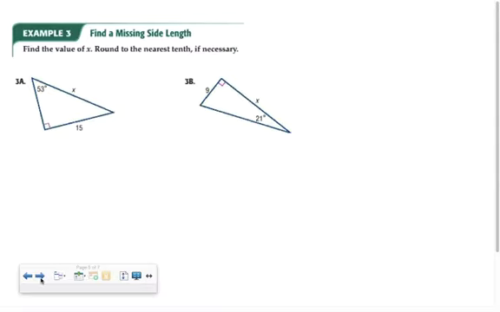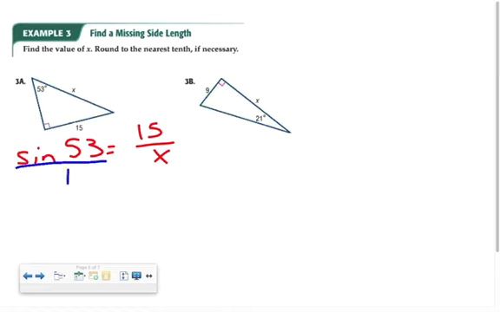And in example 3, we're using the definition of the trig ratios in order to solve for x. So in part A of this example, I look at the 53-degree angle, I look at the 15 that is opposite it, I notice that the x that I'm solving for is the hypotenuse, and I know that the definition of sine is opposite over hypotenuse. So that allows me to conclude I'm going to set up my equation as sine of 53 equal to 15 over x.